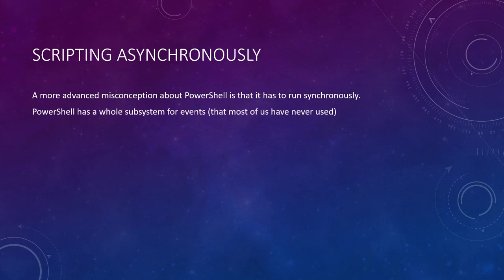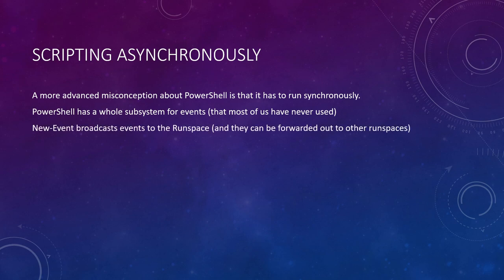PowerShell's had a whole subsystem for events that most of us have never used, since all the way back in PowerShell version 2. In case you need a bit of a refresher, just to start off, New-Event will broadcast events to the runspace. They can also be forwarded out to other runspaces. They can have message data, a sender, and event arguments, so you can pack a few pieces of information along with them. They also have a built-in timestamp, so these events and their data can act as an efficient multi-channel in-memory log. That's already really great, considering how many people have driven themselves kind of nuts writing logging in PowerShell.